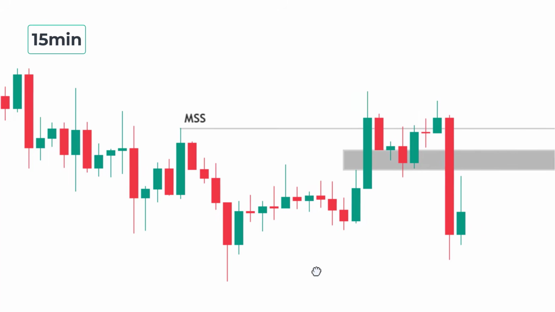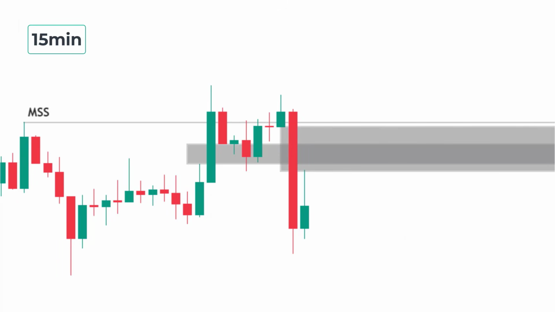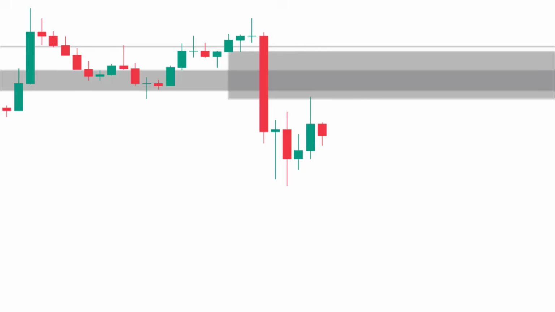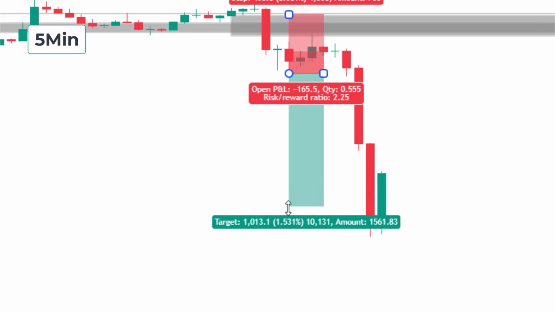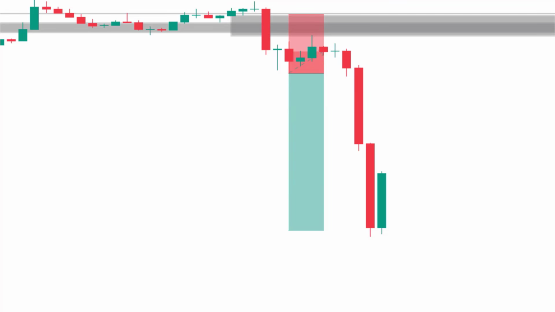Price drops suddenly, creating a new bearish fair value gap. Now we have an inverse fair value gap short setup, perfectly aligned with the market bias. Let's move to the 5-minute chart. You can see this gives us a 1 to 2.6 risk to reward short entry. Here, we used the market bias from higher timeframes to make the right decision.